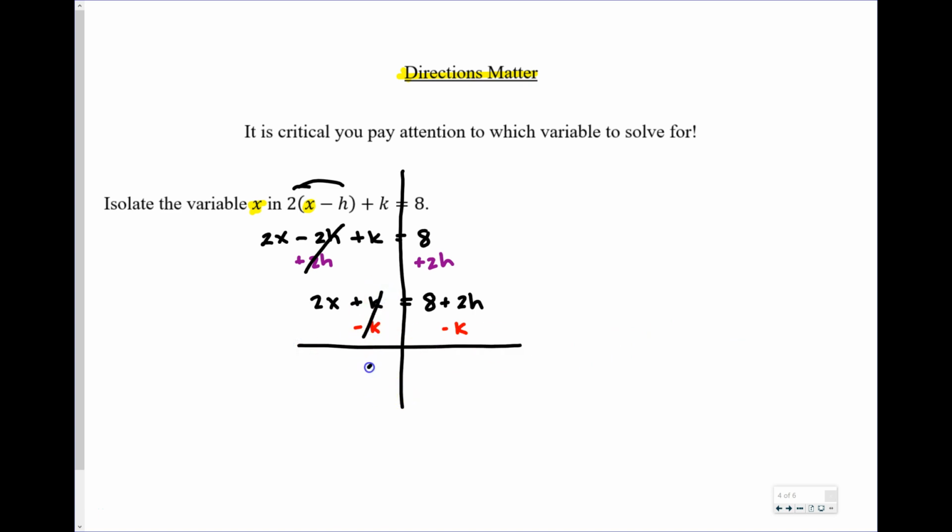They cancel, and now I have 2x equals... none of these are like terms. So I have 8 plus 2h minus k. Now the last step is to divide everything by 2.